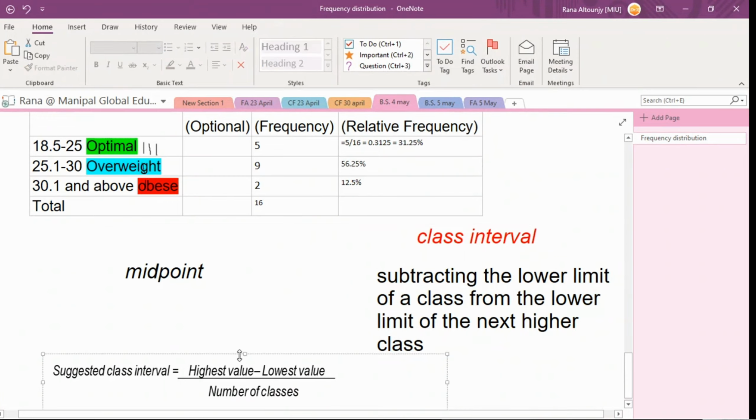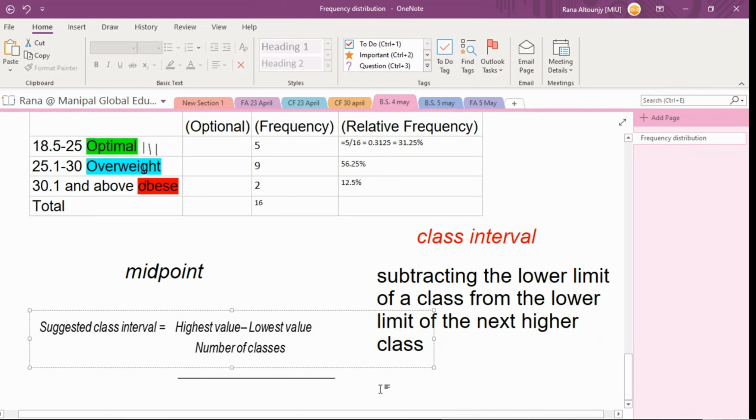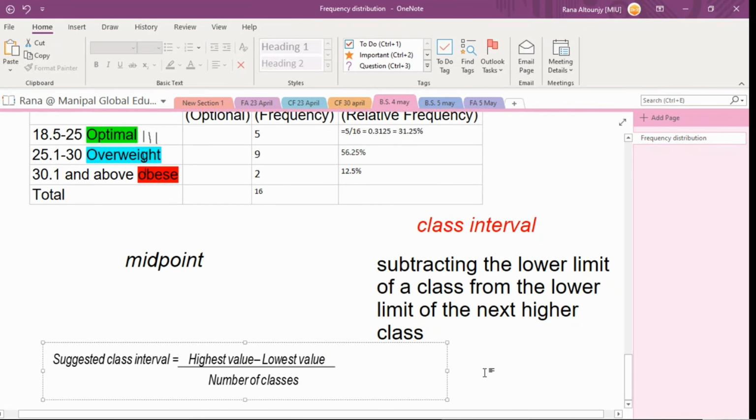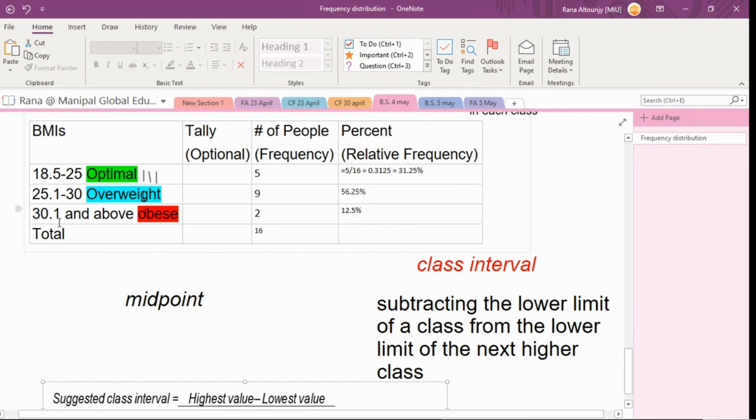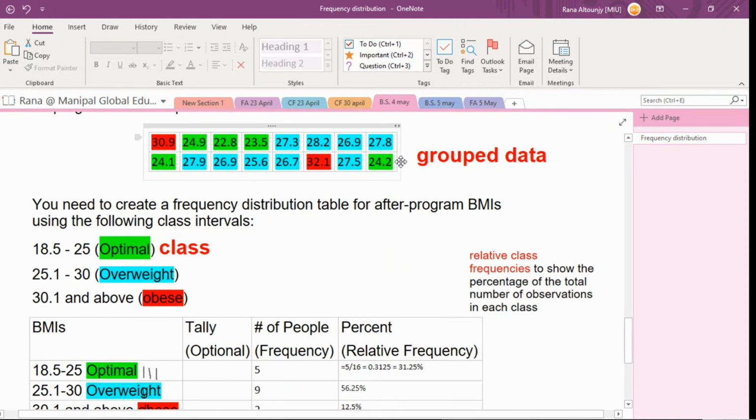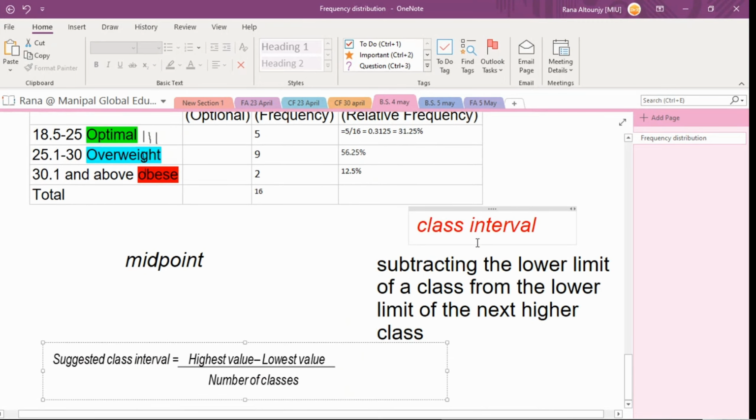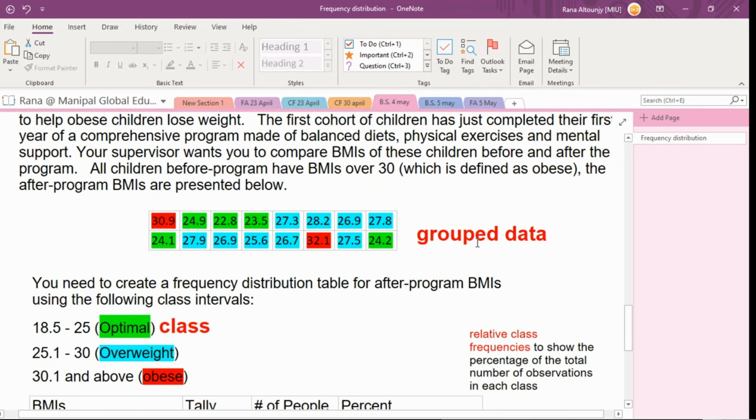We have the suggested class interval, for when you want to suggest a class interval. We take the highest value minus the lowest value and divide by the number of classes. Let's see how to do this in case we don't have this background. Here the highest number is 32.1, and we deduct from it the lowest value, which is 22.8. In case we want to divide into 3 classes, it's 3.